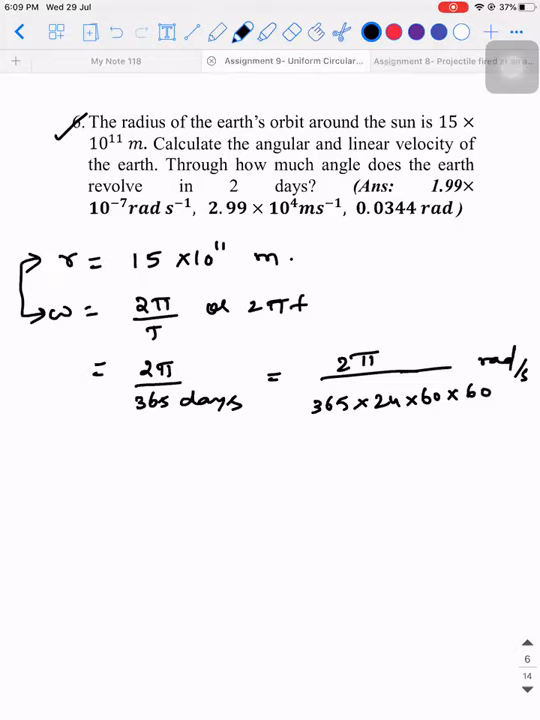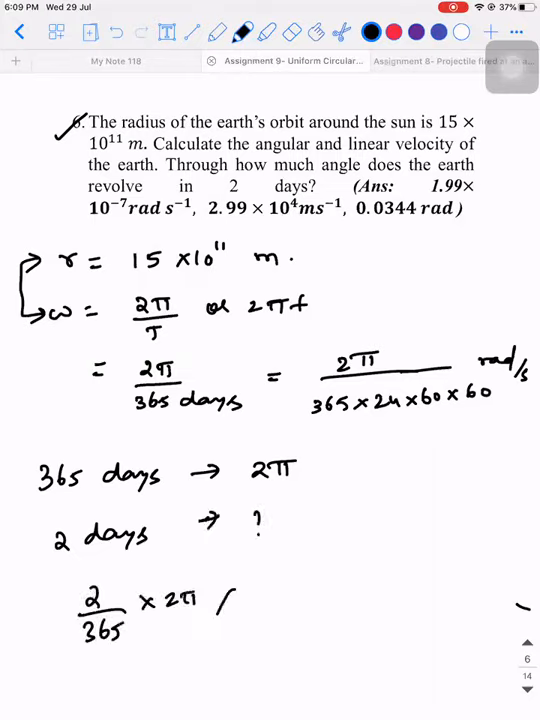Through how much angle does the Earth revolve in 2 days? In 365 days, it is revolving an angle of 2 pi radians. In 2 days, how much will it revolve? It will be 2 divided by 365 into 2 pi. So these many radians will be the answer. Are you guys able to understand?